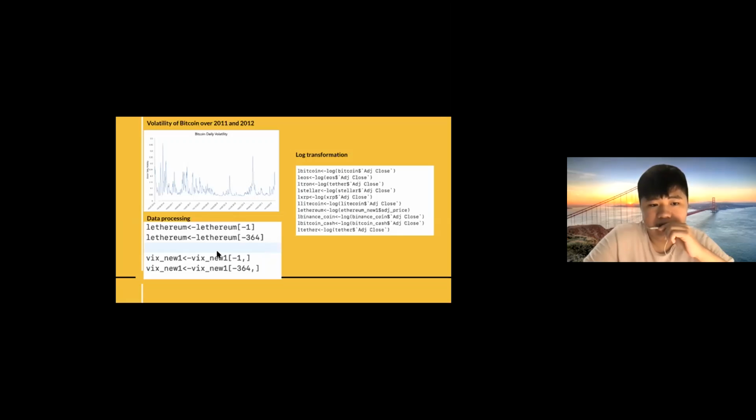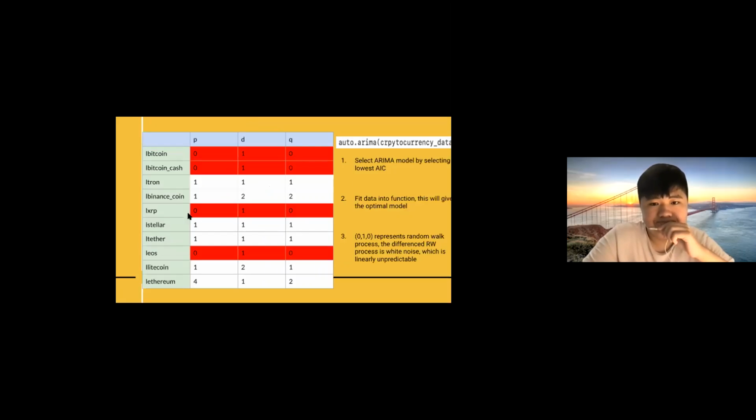Our daily VIX and Ethereum data was collected from the first day to the last day of 2019. However, our collection of other cryptocurrency prices starts from the second day and ends at the second-to-last day of 2019. So the first and the last row of the VIX and Ethereum data should be dropped. And then we feed all the cryptocurrency prices into the ARIMA model.